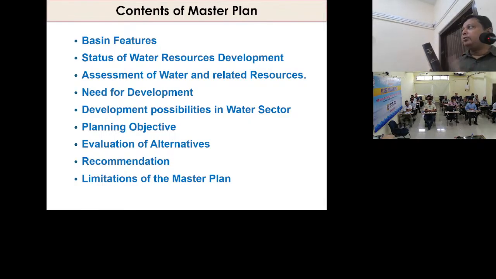And what will we get in this master plan? You will get information about these things: basin features, status of water resource development, assessment of water related resources, need for development, development possibilities in the water sector, planning objective, evaluation of alternatives, recommendation, and limitation of the master plan.